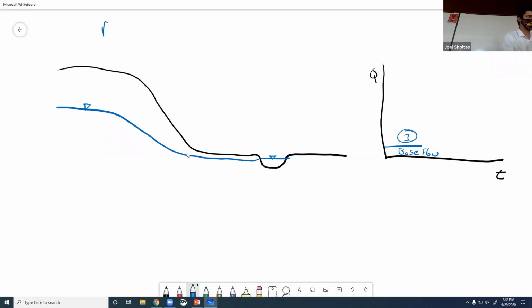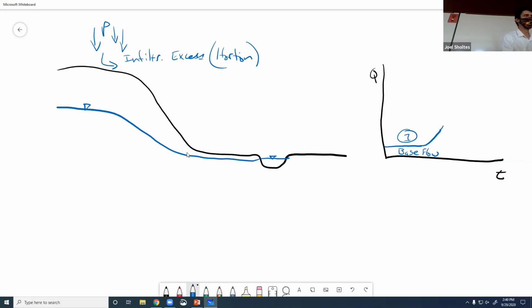Then we get some rain. And it's raining, it's pouring. The old man is snoring. And a few things happen. So say it's a big rainfall event, and we're going to get that infiltration excess, also known as Hortonian. So that's going to happen. So now we start to get a bump in our hydrograph.